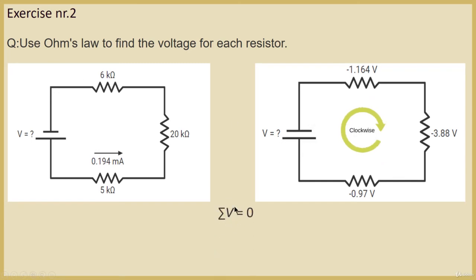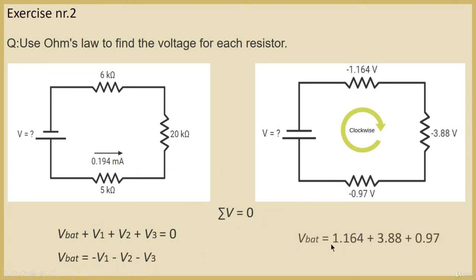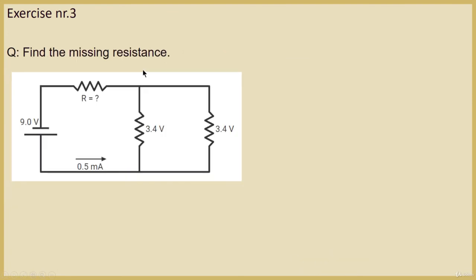So again, the sum of voltage drops in a closed loop circuit must be equal to 0, right? And the direction of the loop is clockwise, so this voltage plus this one plus this one and plus this one is equal to 0. Since all these three voltages are negative, and we are interested in the voltage drop of the battery, we can write down the following equation. And if we replace the values, we will get a voltage of 6.014 volts.